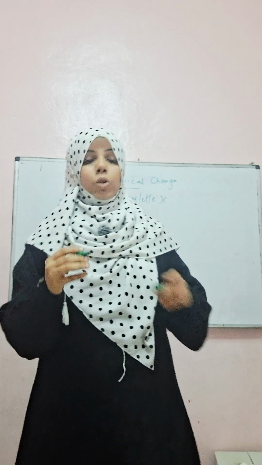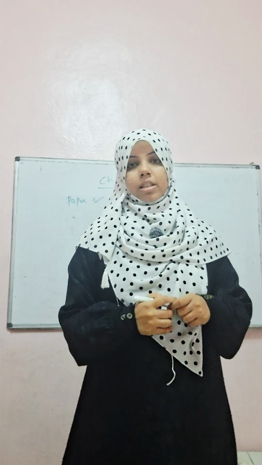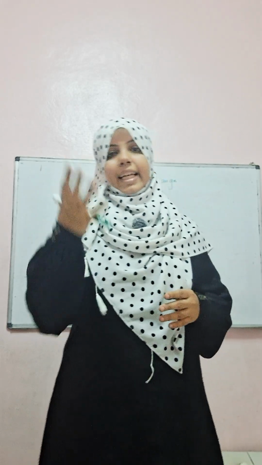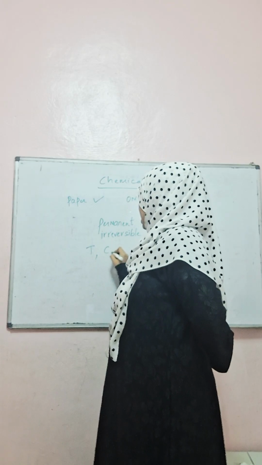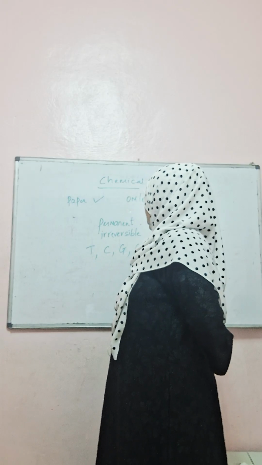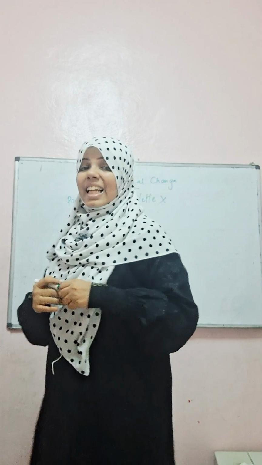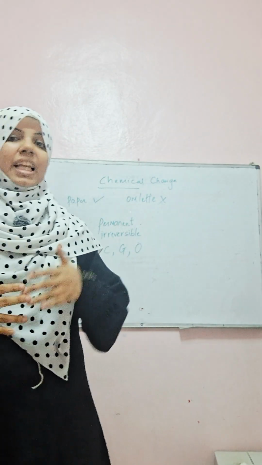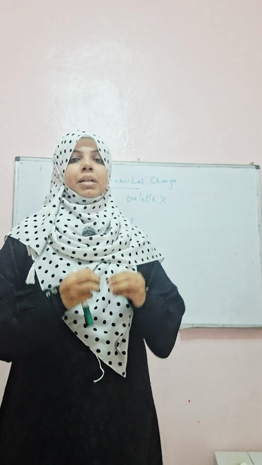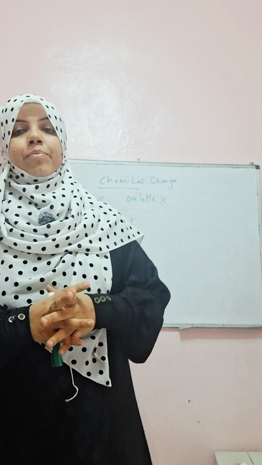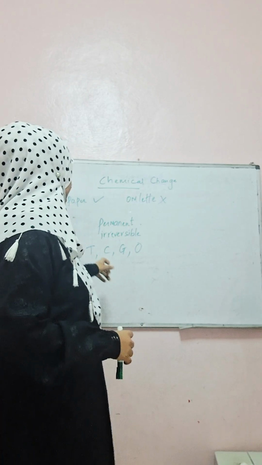Now, how do we know a chemical change has occurred? So we look at these four indicators. The four indicators are temperature, color, gas and odor. Means in a reaction, if any of these four indicators are there, it means a chemical reaction has occurred. Let's take one by one. Temperature.